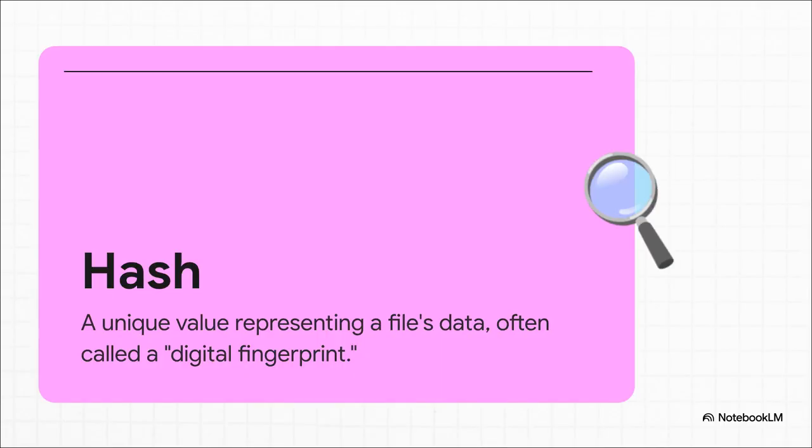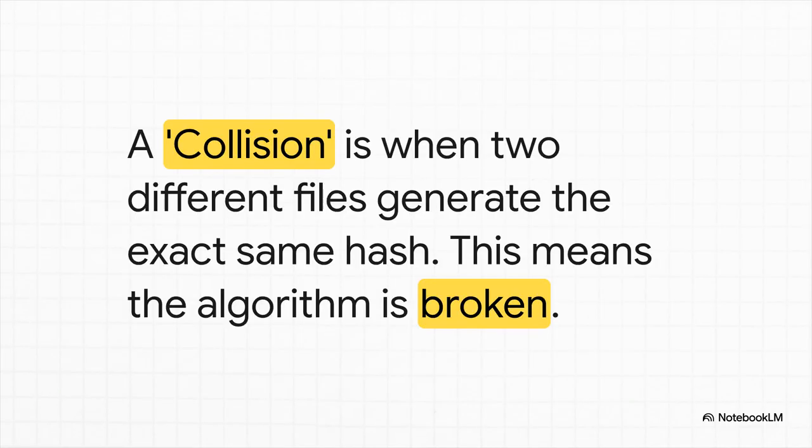So what's a hash? Just think of it as a file's unique digital fingerprint. A special algorithm looks at all the data in a file and spits out this unique string of text. And it's so sensitive that if you change just one single bit in that file, just one, you get a completely different hash. It's incredibly precise. But what happens if two different files somehow end up with the exact same hash? Well, that's called a collision. And if a bad guy can intentionally create collisions, it means that hashing algorithm is basically broken. You can't trust it anymore to prove a file is what it says it is.